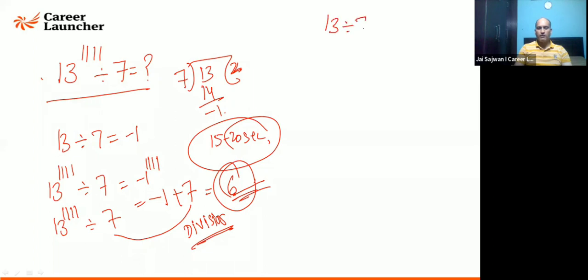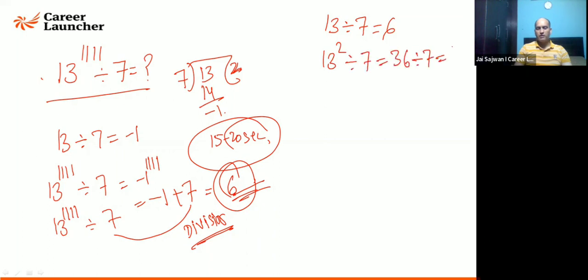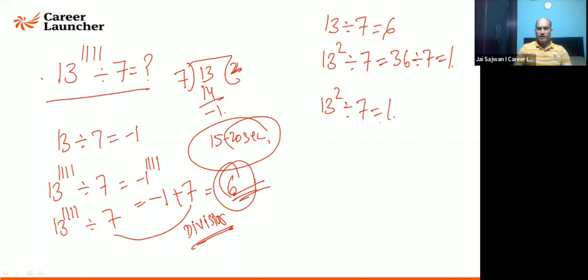Let's talk about it one more way. 13 divided by 7, remainder is 6. I'll square it. 36 divided by 7, remainder is 1. As I told you, this is such a beautiful number. Whenever you're getting a remainder of 1, 1 to the power of anything is 1.